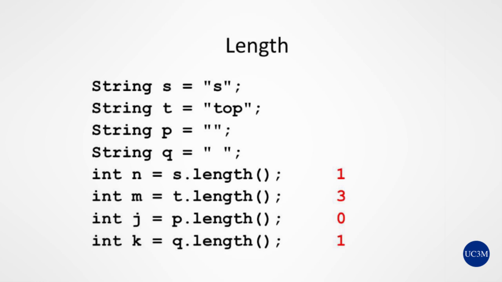Length is an operation that takes a string and returns a number, corresponding to the number of characters in the string. In this example, string s has length 1, because it consists of just one character. The second string has length 3. The third string is an empty string, no characters, length 0. And the last one has just one character, the space. Although you don't see much, it is an equally valid character, length 1. It is interesting to note that the length of the concatenation of two strings is the sum of their lengths.